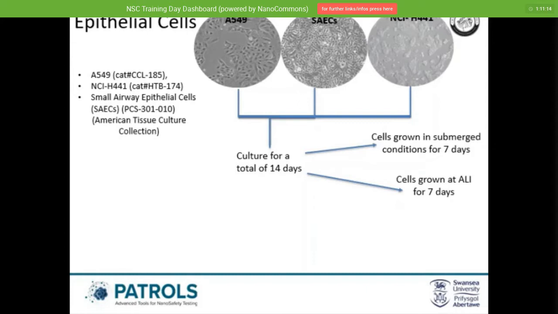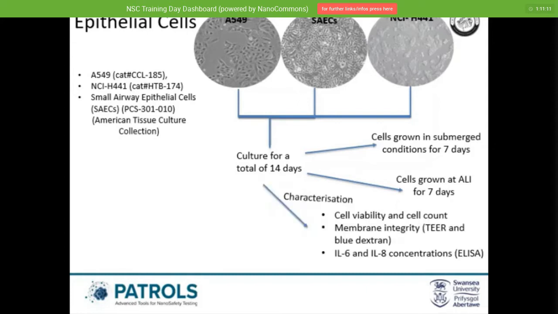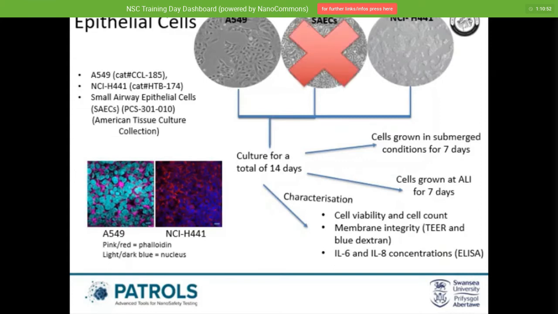We then characterized these models, and we looked at cell viability and cell count, the membrane integrity, and this was done using TEER and blue dextran, and looking at various cytokine and chemokine releases, specifically IL-6 and IL-8. This led us to deciding what cell type we would then carry forward. We did not get on with our small airway epithelial cells. We couldn't get them to grow in our transwell inserts, and this was a massive hurdle for us. But also, our NCI H441 cells have an embargo on them, which means they cannot be used in industrial settings. So therefore, within this Petrels project, we took the A549 cells forward onto our next steps of nanomaterial testing.